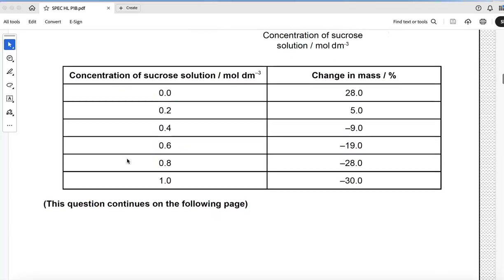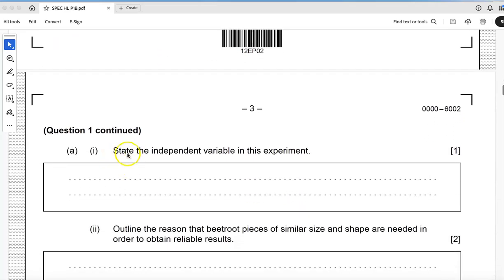As you go through these questions, do look carefully at the command term and the number of marks available. If you do need an extra video on some of the more tricky command terms, let me know in the comments below this video.